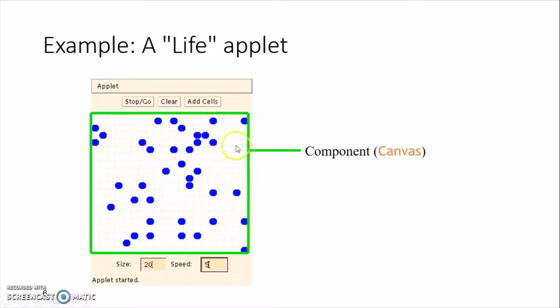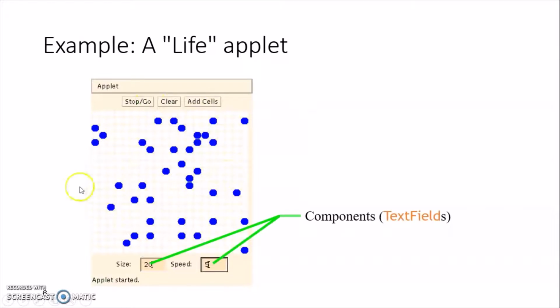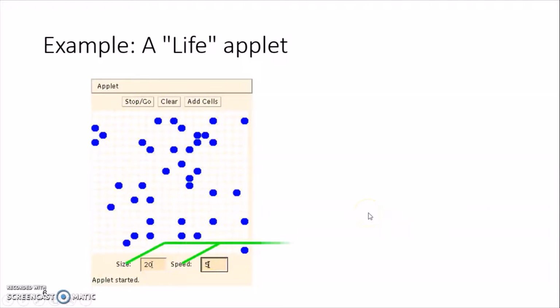A canvas consists of a blank rectangular area which is used to take input from the user. So here there are three buttons, stop and go, clear and access, and two text boxes, size and speed. Size and speed are nothing but labels. Labels are simple text. I hope you got an idea of how an applet looks.